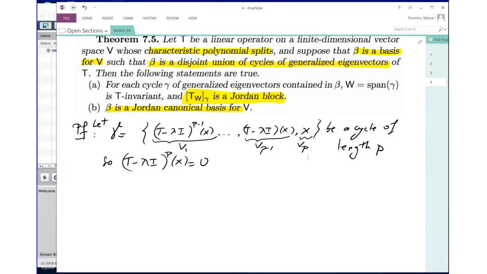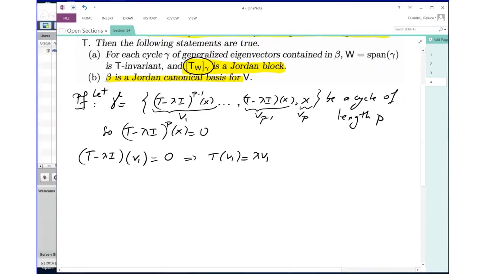I want to see what the restriction of T to this gamma looks like. I want to see what the block actually becomes. So I'm going to apply T minus lambda identity to the first vector, let's say v1. What do I get? 0, because that would give me the p power, which is going to be 0. But that means something that we've seen before, that v1 has to be an eigenvector. So T of v1 is lambda v1.